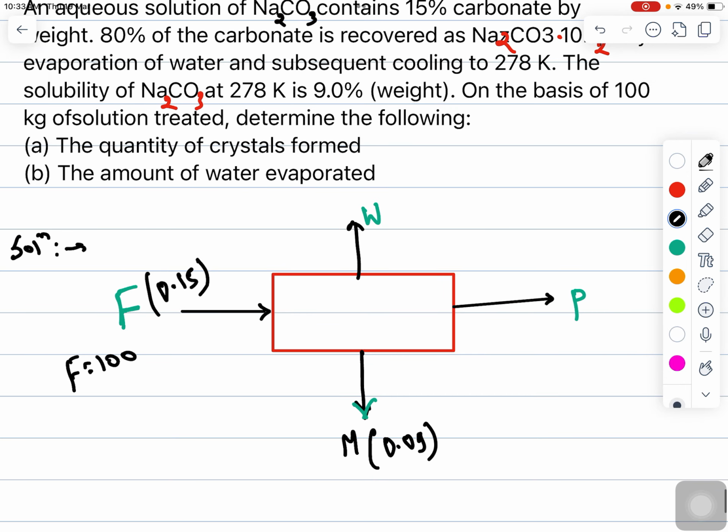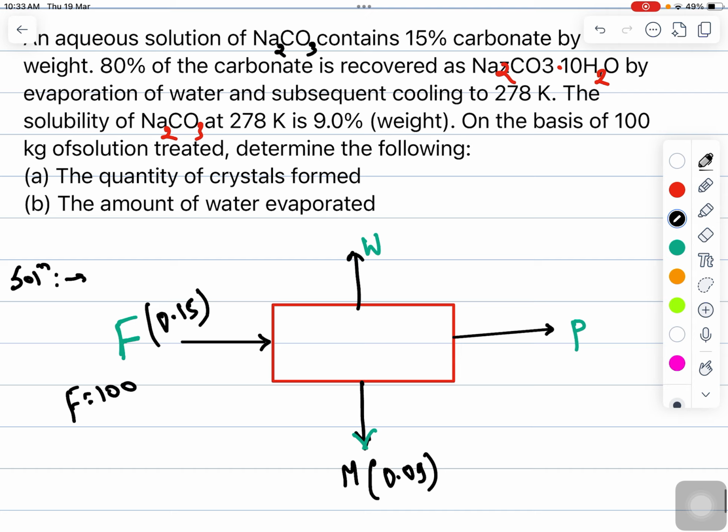In the product, the carbonate is recovered as Na2CO3·10H2O. So this is the decahydrate. Here it is formed as Na2CO3·10H2O. This is called your crystal. The product that is being formed here is called the crystal.